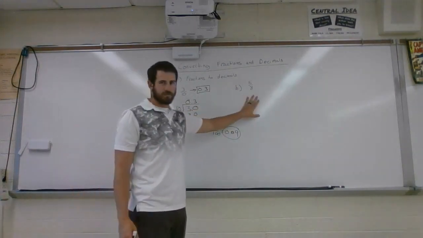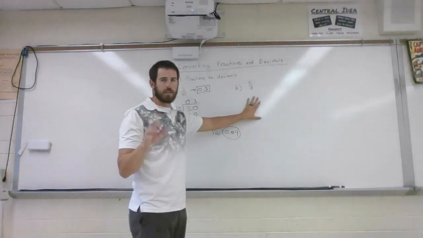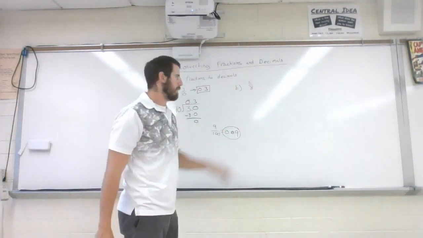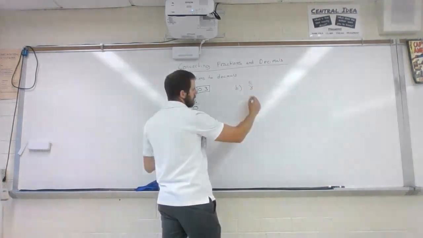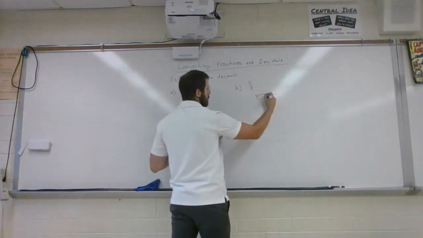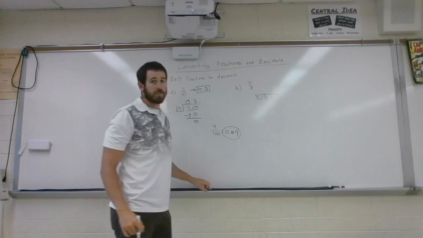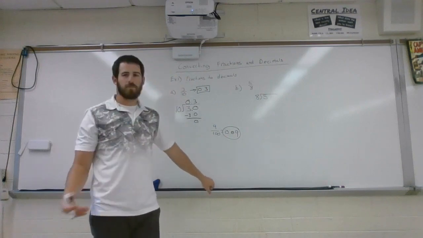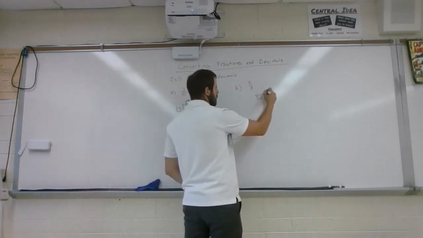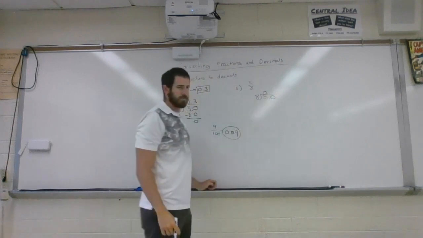Moving on to B. A little bit more difficult. If you want to try it on your own, pause the video quick, restart it when you're done. But 8 going into 5. So 8 going into 5. We ask ourselves the same question. Does 8 go into 5? Well, no, it doesn't. So we have to add our 0 and our decimal.